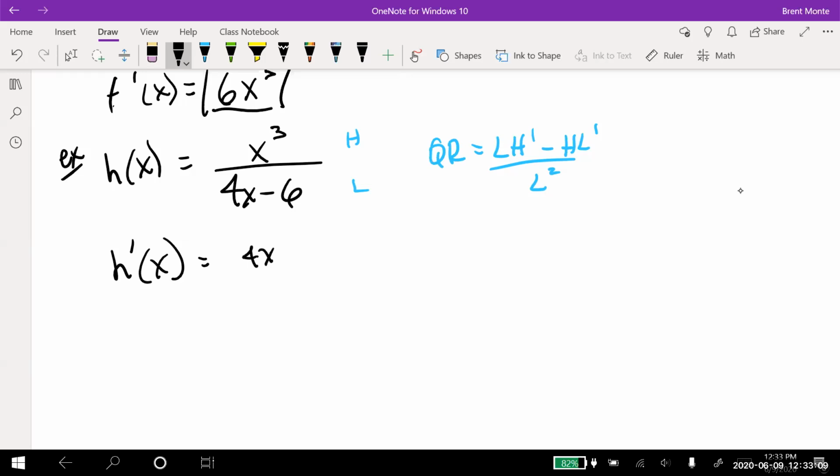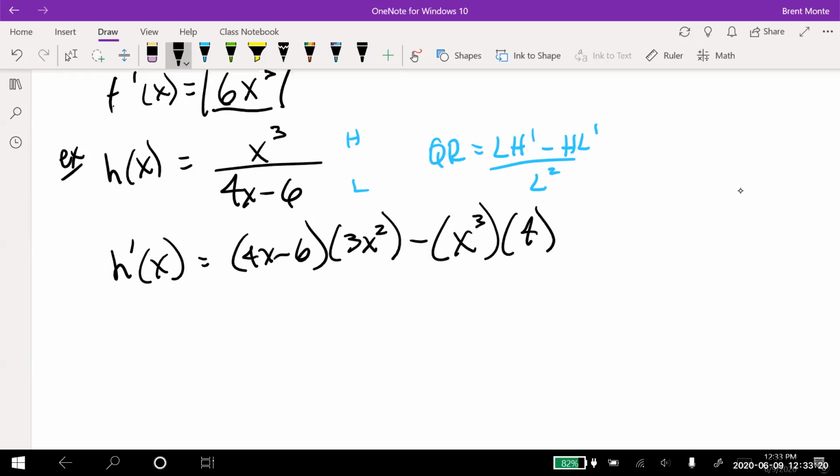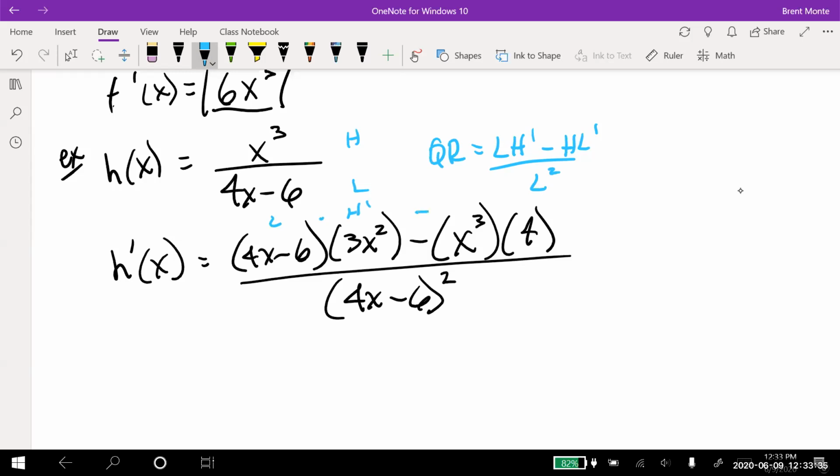So it's low, 4x minus 6, d high, 3x squared, minus high, x to the 3rd, d low, 4. Square the bottom, and away we go. All right, let's see. I'm going to distribute this. Well, here, first of all, let's show what I just did. So this was low d high minus high d low, and then square the bottom. And away we go. All right, so now let's go ahead and multiply through, make sure that we're getting the right answer.